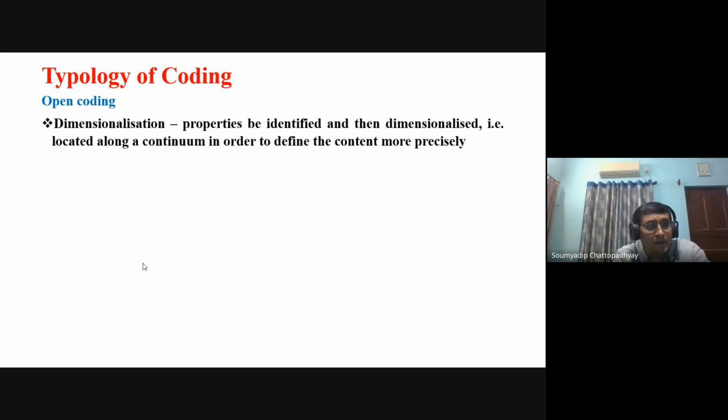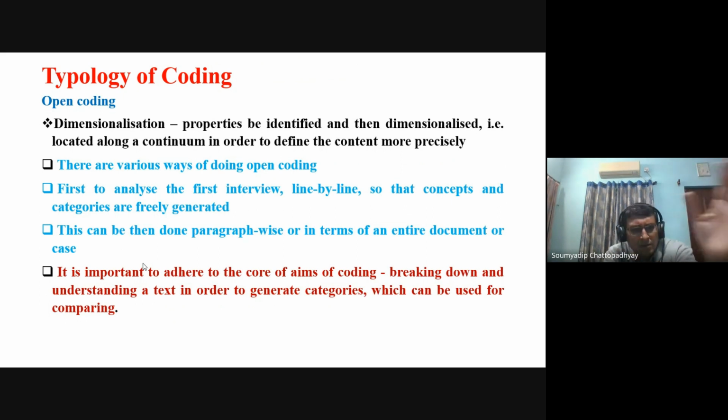Apart from that, another important aspect of open coding is dimensionalization. That means the properties which I have identified can also be dimensionalized. They can be located along a continuum in order to define the content much more precisely. There are many examples of that. You can look at the literature to know what dimensionalization is all about. But this is a basic thing.